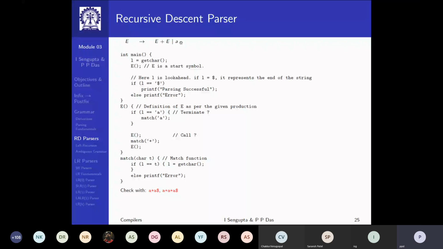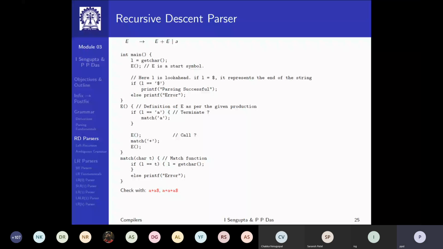So this is a symptom which is the killer for the recursive descent parser. That is, you cannot have a recursive descent parser if your grammar has a left recursion. That is, if there is any production rule where the first symbol on the right-hand side is the same as the non-terminal on the left-hand side.